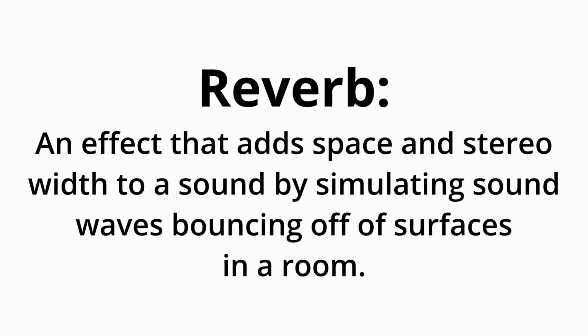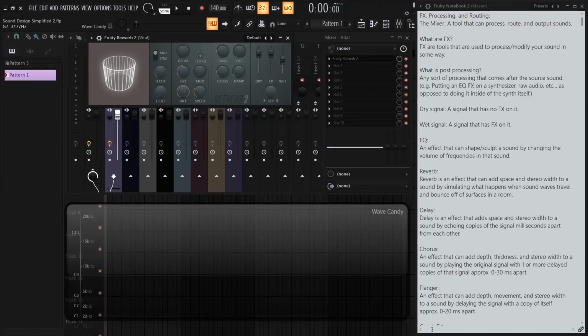Reverb is an effect that adds space and stereo width to a sound by simulating sound waves bouncing off of surfaces in a room. Here's what reverb sounds like.